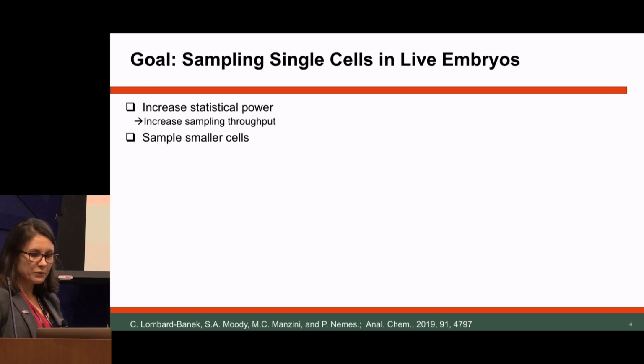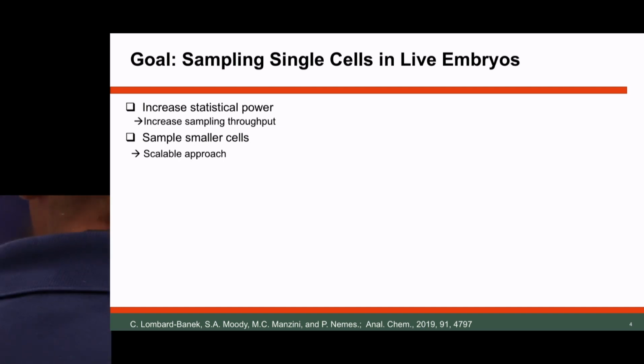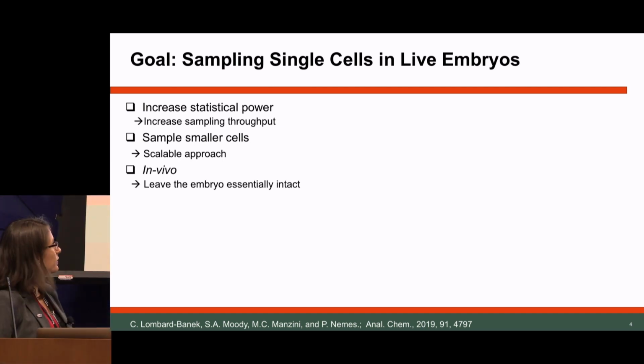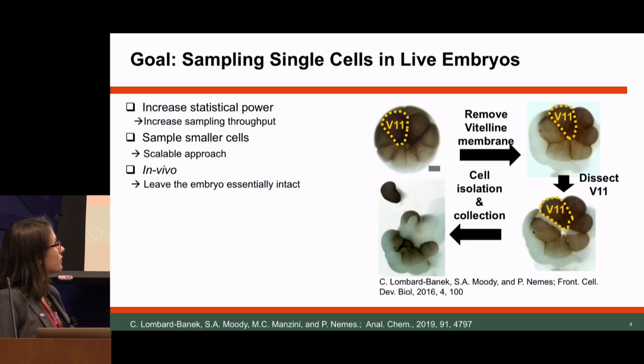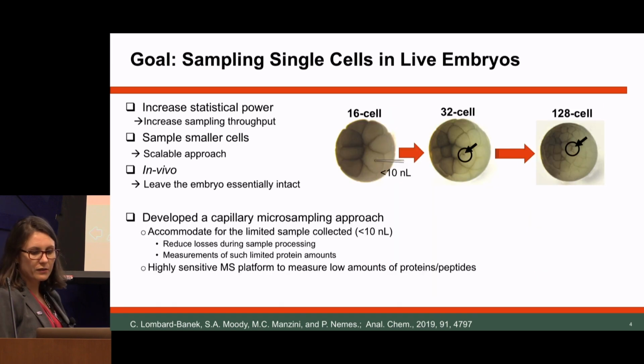So this is what happens to the embryo when you do single cell dissection. I think that everyone can appreciate that your embryo is not very much alive and well after the dissection process, and then you end up with here your single cell. So what we developed is a microprobe sampling approach that was recently published in Analytical Chemistry, where we just insert a needle inside the cell of interest. And then after the sampling event, which takes just a tiny portion of that cell, the embryo still develops and is alive and well.